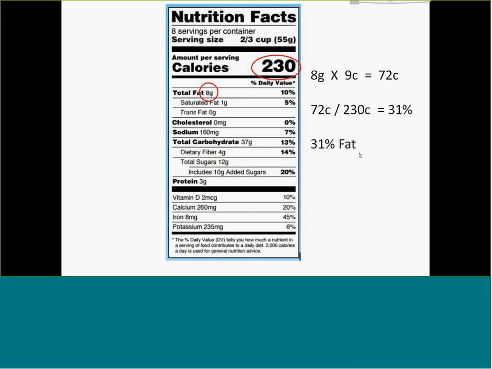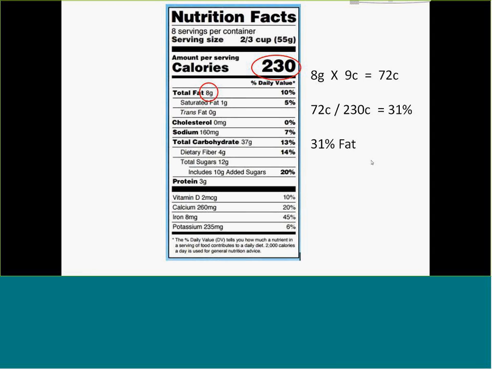My goal is 30% or less has to come from fat. So right now, from a fat point of view, this product would not meet me towards my goals. 1% off. It's not the end of the world. If I had to make it up somewhere else, I probably could. But that's what you're looking at.